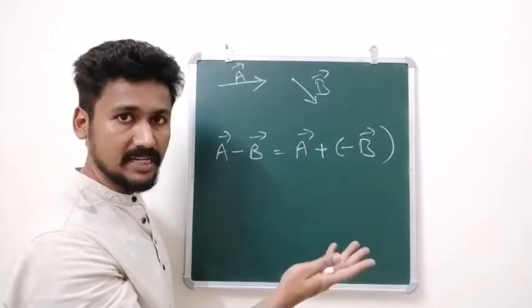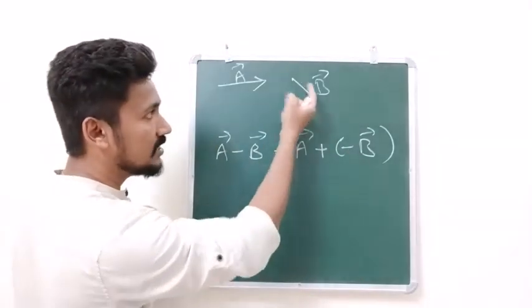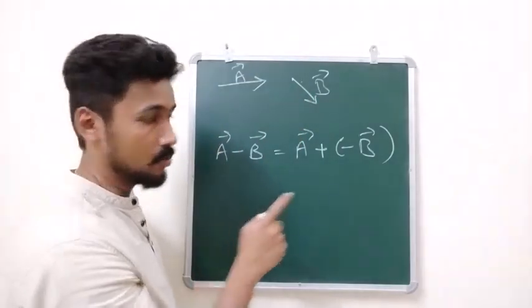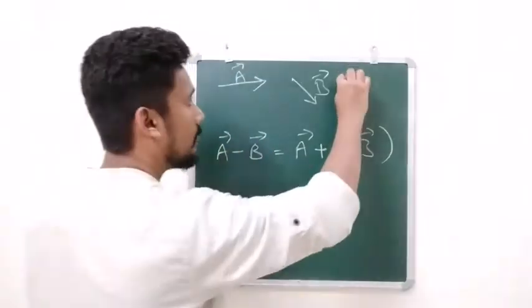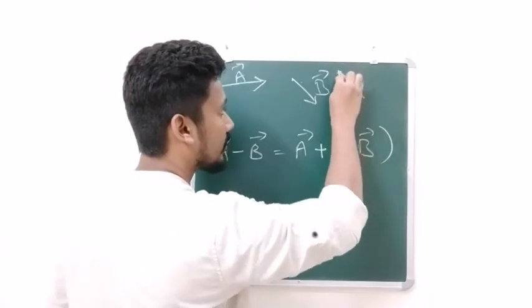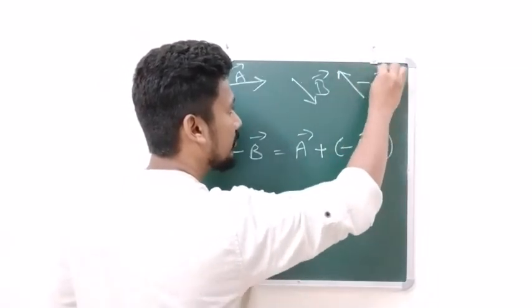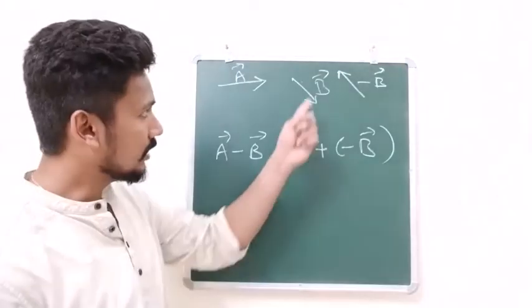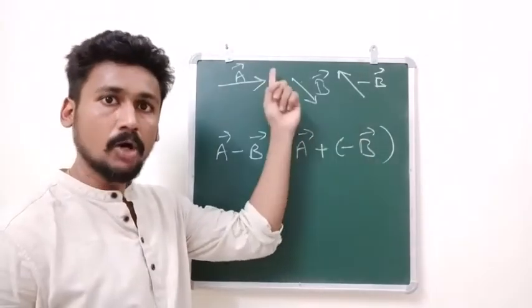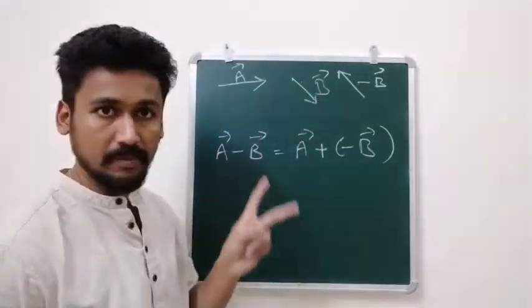And how do you find minus B? Minus B will be the opposite direction of B having the same magnitude. Means if this is B, minus B would go like this. This would be minus vector B. It is along the same line but in the opposite direction and magnitude will be the same.